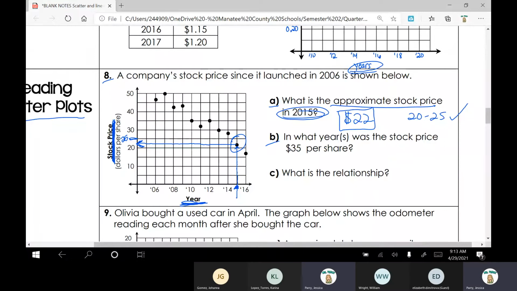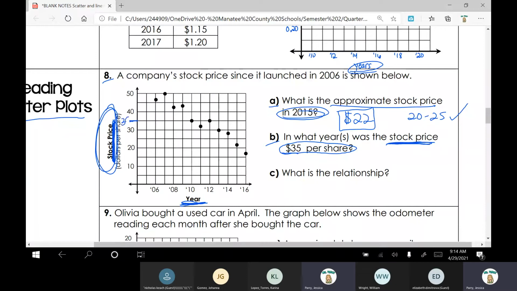So let's look at our next question, B. I'm going to erase all that. Next one, B. In what year or years was the stock price $35 per share? Now we're looking for stock price, on this side here, the $35 per share. We've got 10, 20, 30, 40, so 35 falls here. Here's my 35, and we're going to look across to see our stock price at 35.